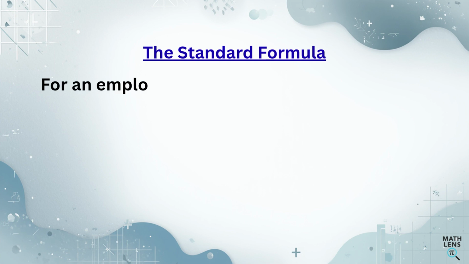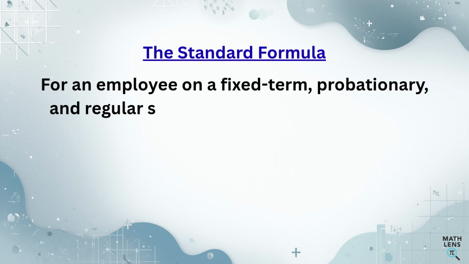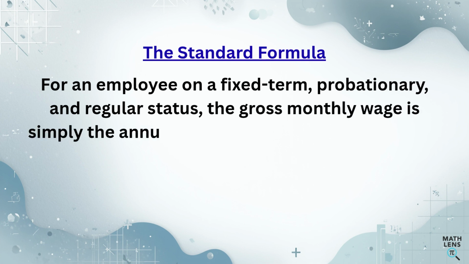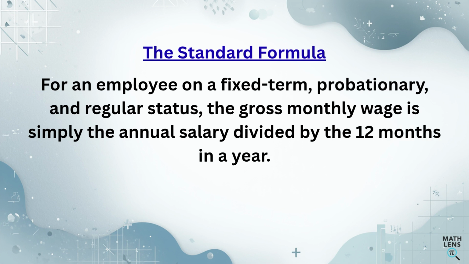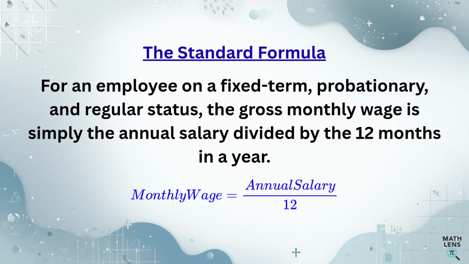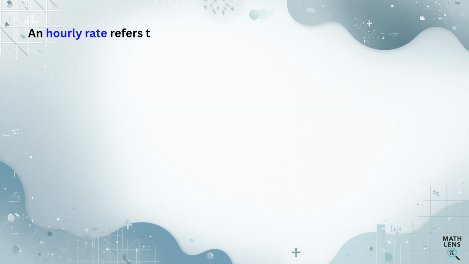When calculating wages for employees with fixed term, probationary, or regular status, there's a straightforward approach. The gross monthly wage is derived by dividing the annual salary by 12, reflecting the number of months in a year. This method provides a consistent and predictable income, which is crucial for both the employee's financial planning and the employer's budgeting.